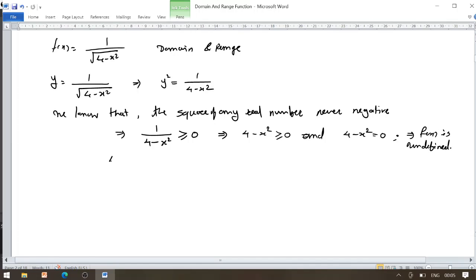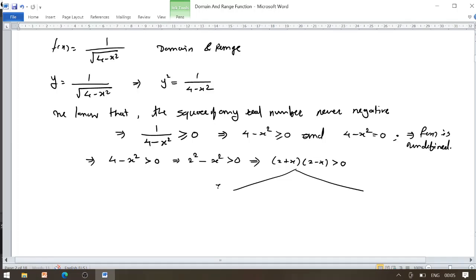So we have a condition on x only, that is 4 minus x square should be strictly greater than 0. It can never be equal to 0. So 4 is the perfect square of 2. We can write it as 2 square minus x square strictly greater than 0. So the factors of this quadratic expression are of the form (2 plus x) into (2 minus x) strictly greater than 0.